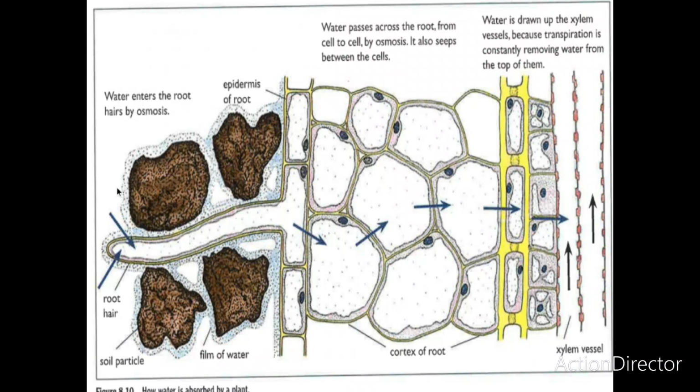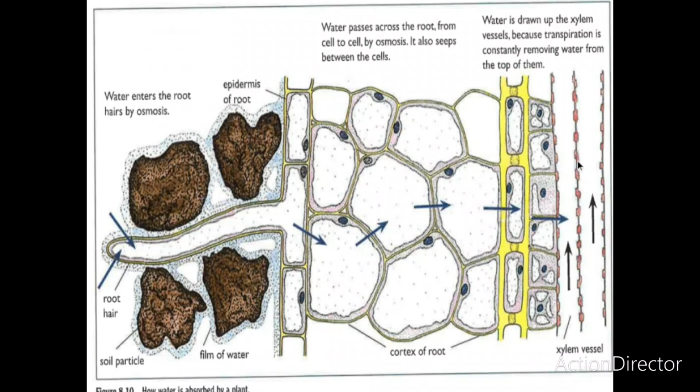Water enters the root hairs by osmosis, and it moves from cell to cell by osmosis until it reaches the xylem vessel. Once the water reaches the xylem vessel, it moves up the xylem vessels in the same way that a liquid moves up a straw when you suck on it. When you suck on a straw, you reduce the pressure at the top of the straw. So the liquid at the bottom of the straw has a high pressure, and the liquid flows up the straw into your mouth. The same thing happens with water when it moves up the xylem vessels.